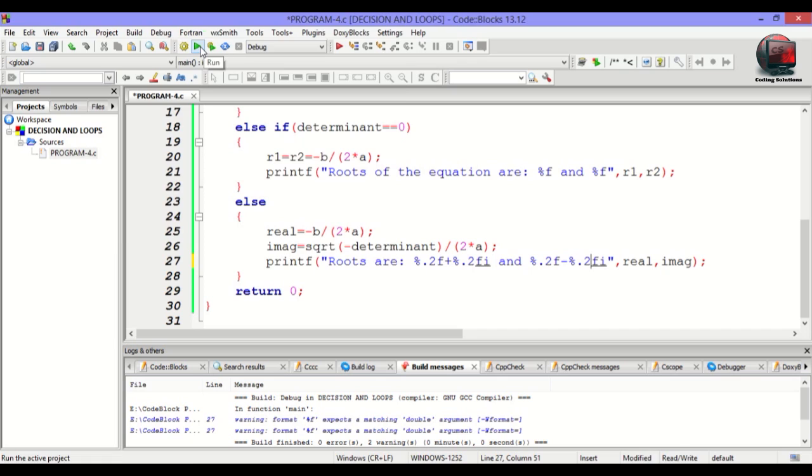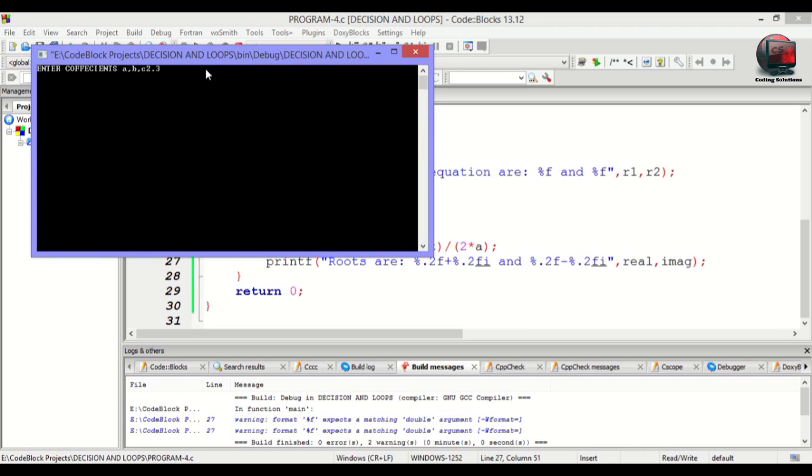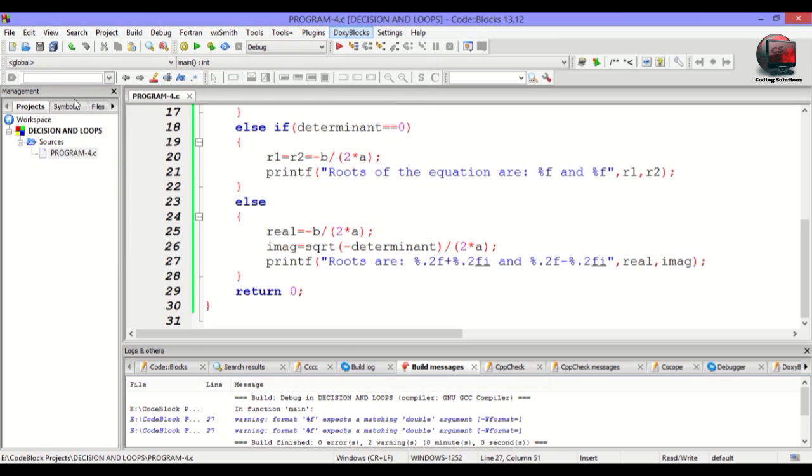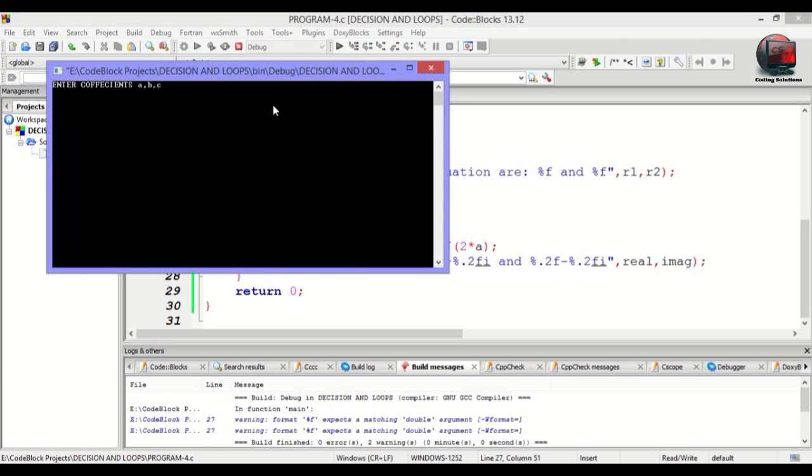Let me run this again for you. Run. Enter the values 2.3, then 4, and then 5.6. It gives the output as this. Let me run this again. Output 2. Run. Enter the coefficients, 4, 0, or rather take it as 1, and 0. So the roots of the equation are 0, 0, 0 and minus 0.25.